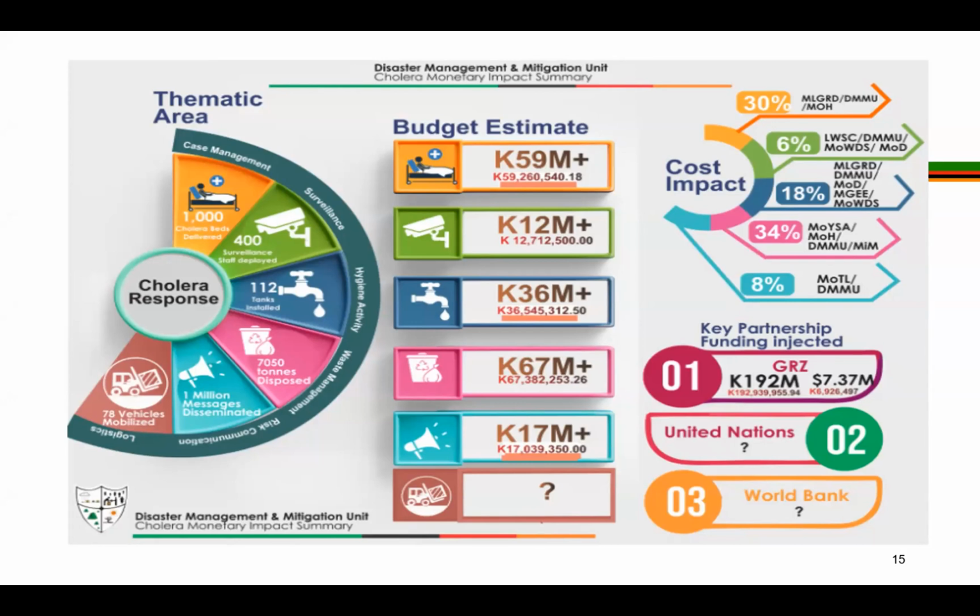Right now, our budget has been in the range of about 59-60 million plus, which will translate to, I think in dollars, somewhere in the range of $2 million, and going over that. And this is funds that have been mobilized from within, just looking at aspects of case management. Surveillance, about 12 million. Water and hygiene, about 36. And you can see all the figures there. I'll not go into too much detail. And the government has put in quite a lot of funding into that, about 7.3.